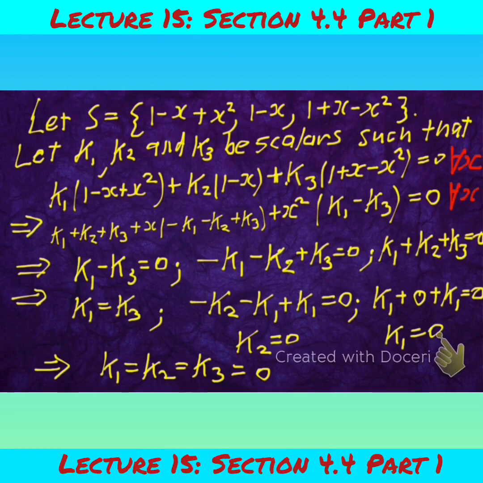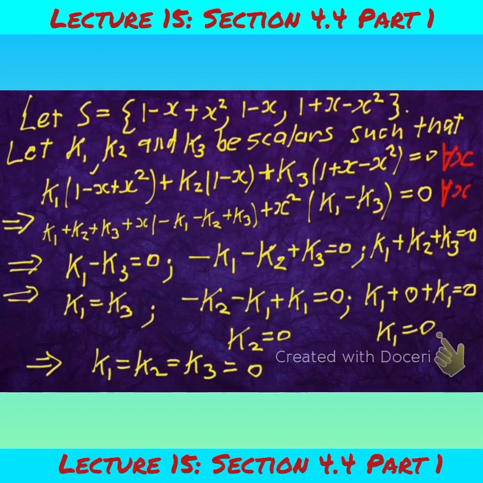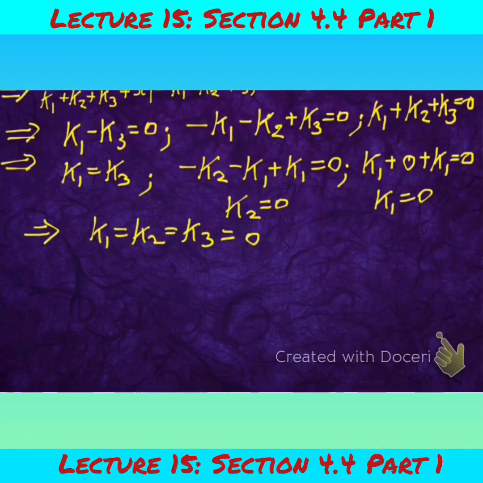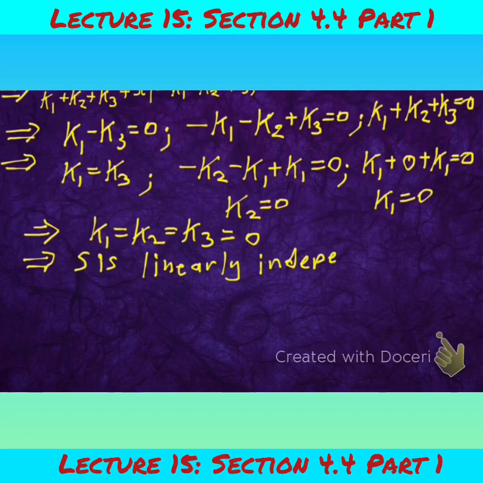Okay, so basically what's the conclusion of that? We can therefore say that the set S is linearly independent. Alright, so the set is linearly independent. So we can say this implies that S is linearly independent. Okay, so we're halfway there.